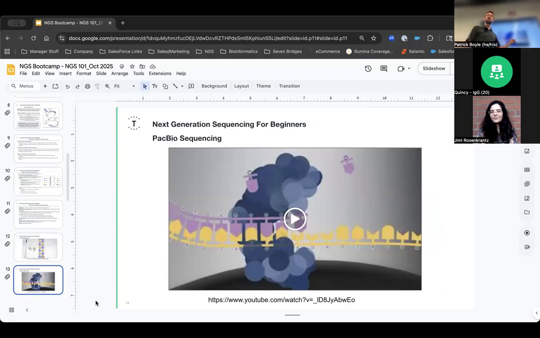It does something very similar actually to Illumina. It's just instead of having a polymerase that binds and amplifies, the polymerase is bound to the smart cell, and then the fragment just goes around and around and around. And it has a similar process in terms of fluorescence.